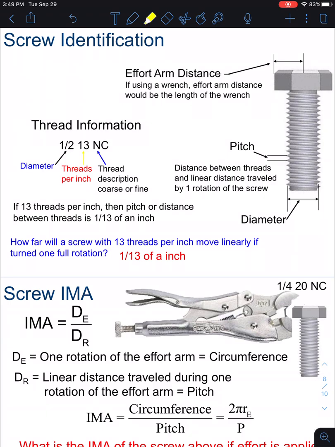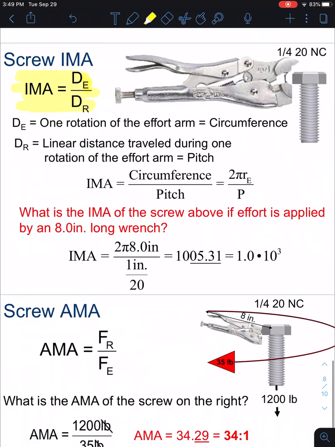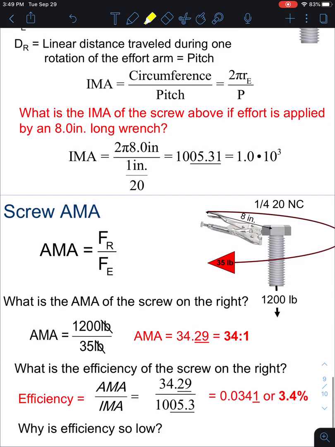In other words, when you're calculating the IMA, like I'm highlighting right here now, IMA equals your distance of your effort divided by your distance of resistance. When you're calculating the AMA, again, it's your distance of your effort divided by your distance of resistance. When you're calculating the efficiency, it's AMA divided by IMA, and we're going to multiply that by 100 to give us a percentage.